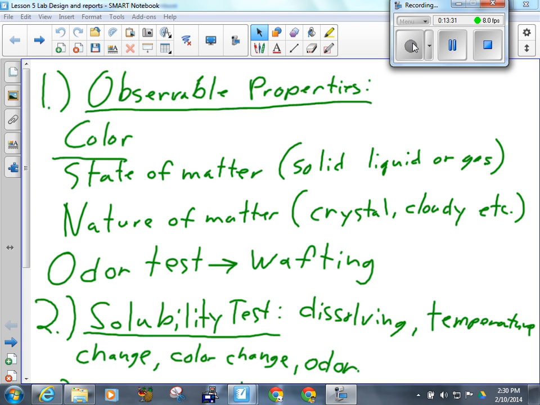The nature of matter. Is it crystal? Is it cloudy? Is it waxy? Is it soft? Things like that, all right? Because we already know that most of the time, if we have a crystalline solid in front of us, we're looking at what kind of compound? Ionic or molecular? If it's a crystalline solid, it's ionic. Most of the time. Obviously, there are exceptions, but most of the time, if it's a crystalline solid, then it's ionic.